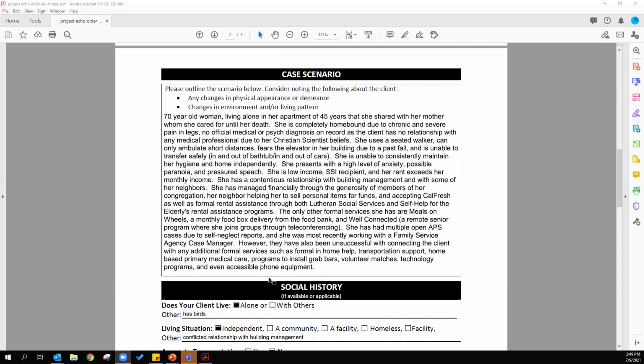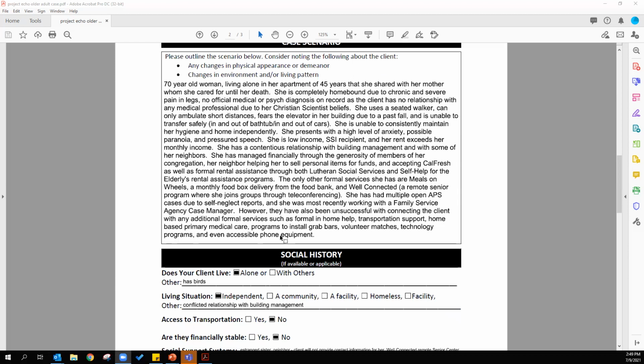She has a contentious relationship with the landlord, building management, and most of her neighbors. She's estranged from her sister. There's one neighbor that helps her out minimally. And that is it. She couldn't provide us with an emergency contact. She doesn't want people in her home. And thus it's been really difficult getting her any kind of support. She is low income and an SSI recipient. Her rent exceeds her monthly income. And she has managed financially through the generosity of members of her congregation, with whom she has a lot less contact now because of the pandemic. And that one neighbor helps her to sell personal items in order to make rent.